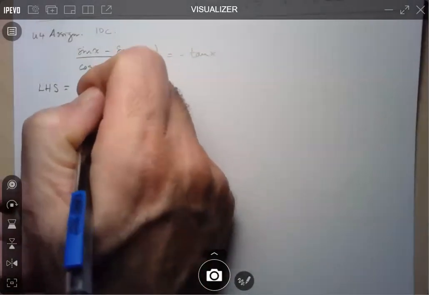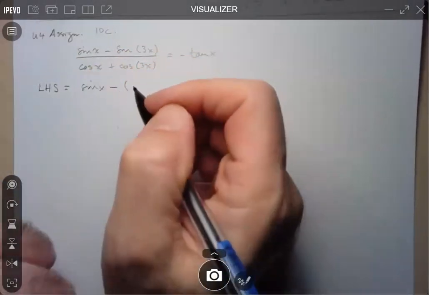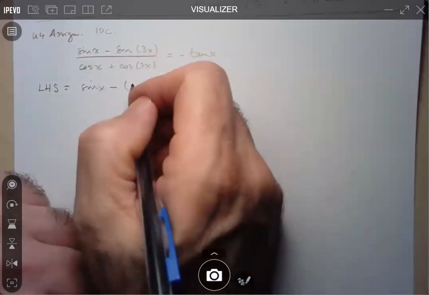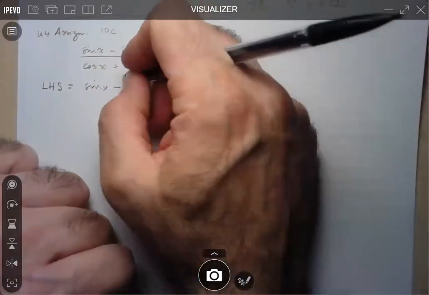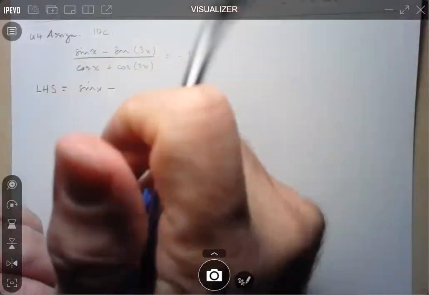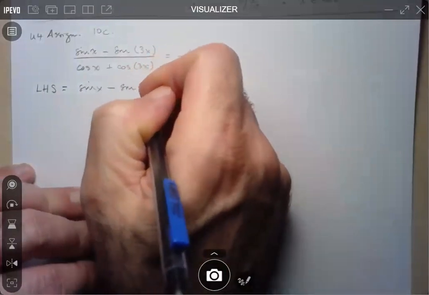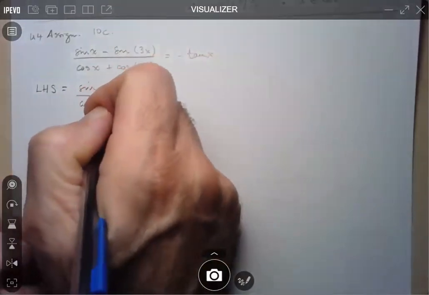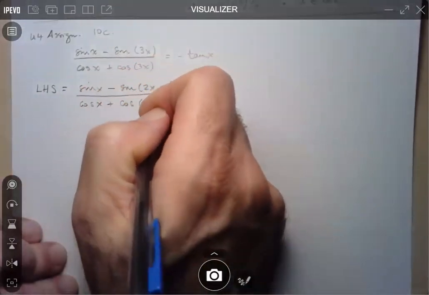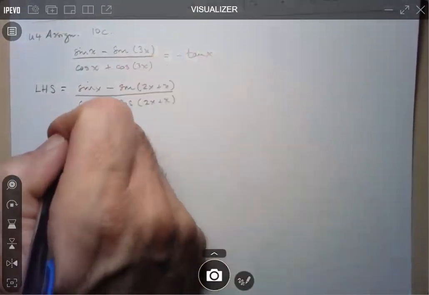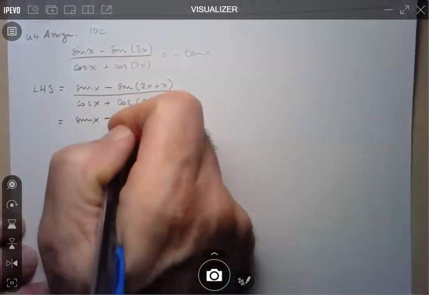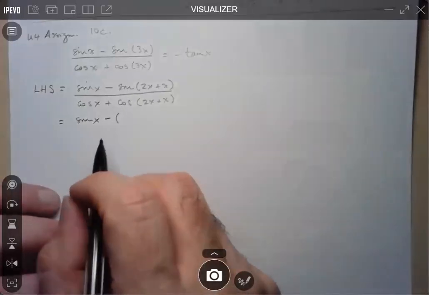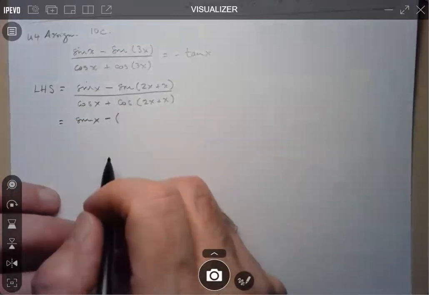So sine of x minus, and of course, be very careful to open up those brackets. So here, I'm going to write this out as sine of 2x plus x. Just so that we're very clear as to what's happening here. So cos of 2x plus x, and now I'll expand. Okay, so sine x. So as I said before, anytime I'm replacing something, put it in brackets. Not so important in the denominator, but very important in the numerator.